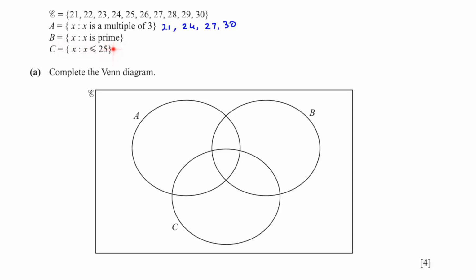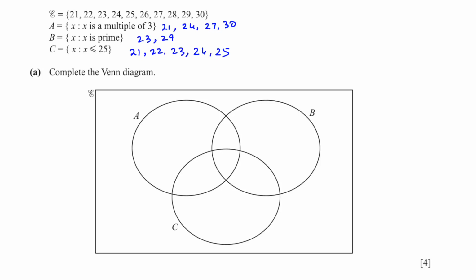B, x is a prime number. Prime numbers are those numbers that are only found in the times table of that number itself or in 1. It's not divisible by anything else. So we have 23 and 29 as prime numbers. And C is any number which is less than or equal to 25. We'll have 21, 22, 24, and 25.